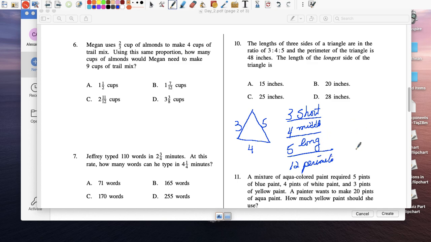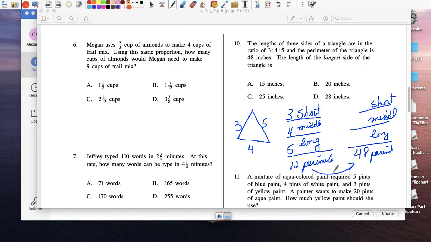Now what happens when the perimeter changes to 48? What would be the long side? What would be the middle? And what would be the short side? So that's what we're looking for, right? So again, look at that relationship.